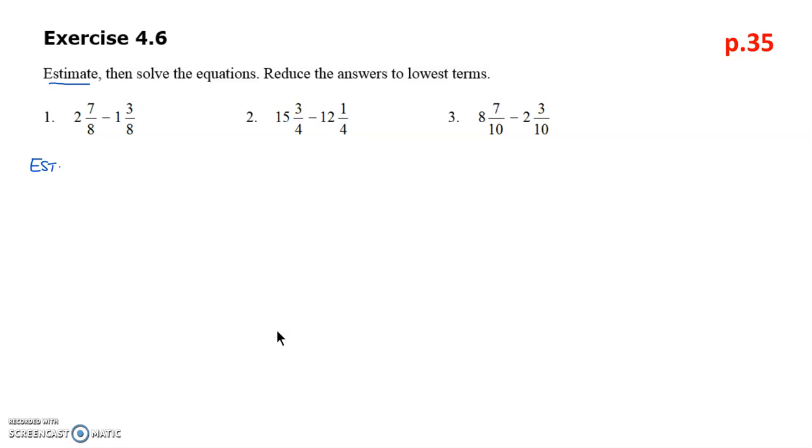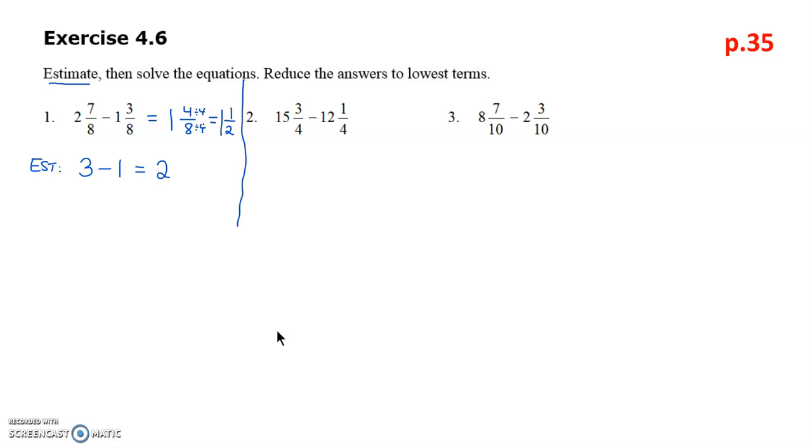So for number 1, we're going to estimate this. 2 and 7/8 rounds up to 3. Remember, our requirement is the fraction has to be at half or higher. And then 1 and 3/8, 3 out of 8 is not at half, so that's going to round down to 1. And that will equal 2 for the estimate. For the actual, 2 minus 1 is 1, and 7 minus 3 is 4 over 8. And then we will need to reduce this fraction to lowest terms. So our actual will be 1.5, and our estimate will be 2.